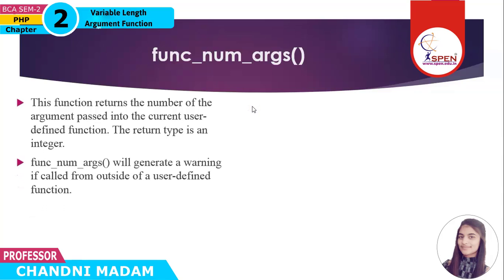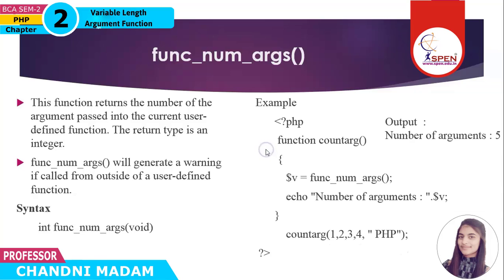This function returns the number of arguments we pass in our user defined function. Here is the syntax. This function returns an integer value. It calculates the number of arguments that we pass in our function call, and this function returns it as an integer value. If we use this function outside a user defined function, then it will give a warning.